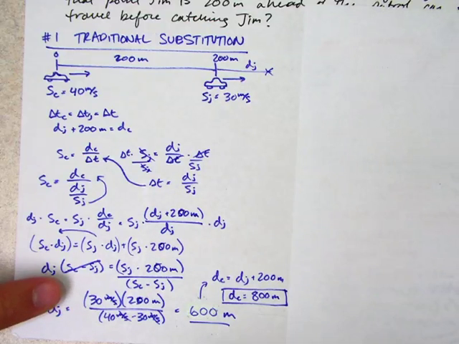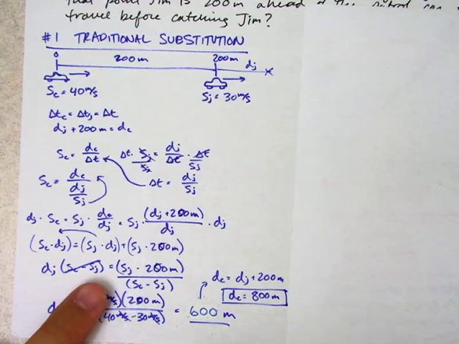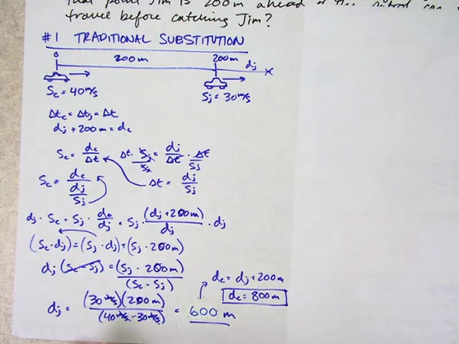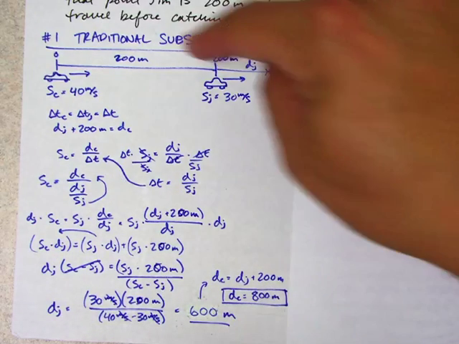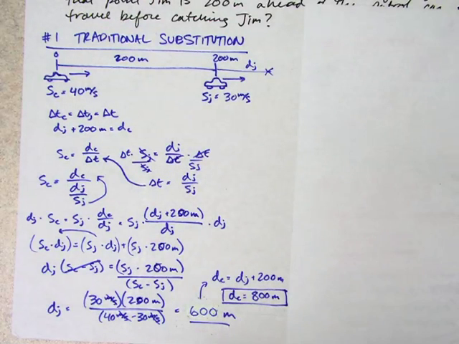I factored out dj times sc minus sj, then divided by that to get distance Jim by itself, substituted in at the end with my units, and if I do that correctly, if you want to pause it and try to write this down and follow my steps, what I would see is the distance Jim travels is 600 meters till him and the cop are in the same place. So if I add that to the 200 meters that separated them at the beginning, I would get that the distance the cop car traveled was 800 meters before catching Jim.